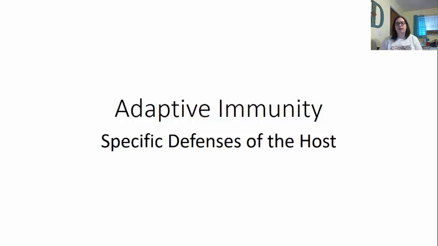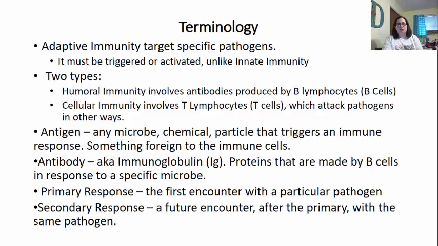This is your specific defense, which means that your defense is different than anybody else's because you've been exposed to things differently than others have. So with adaptive immunity, this is going to be specific to you. So let's look at some terminology that's part of this adaptive immunity. Adaptive immunity targets specific pathogens. It must be triggered or activated.